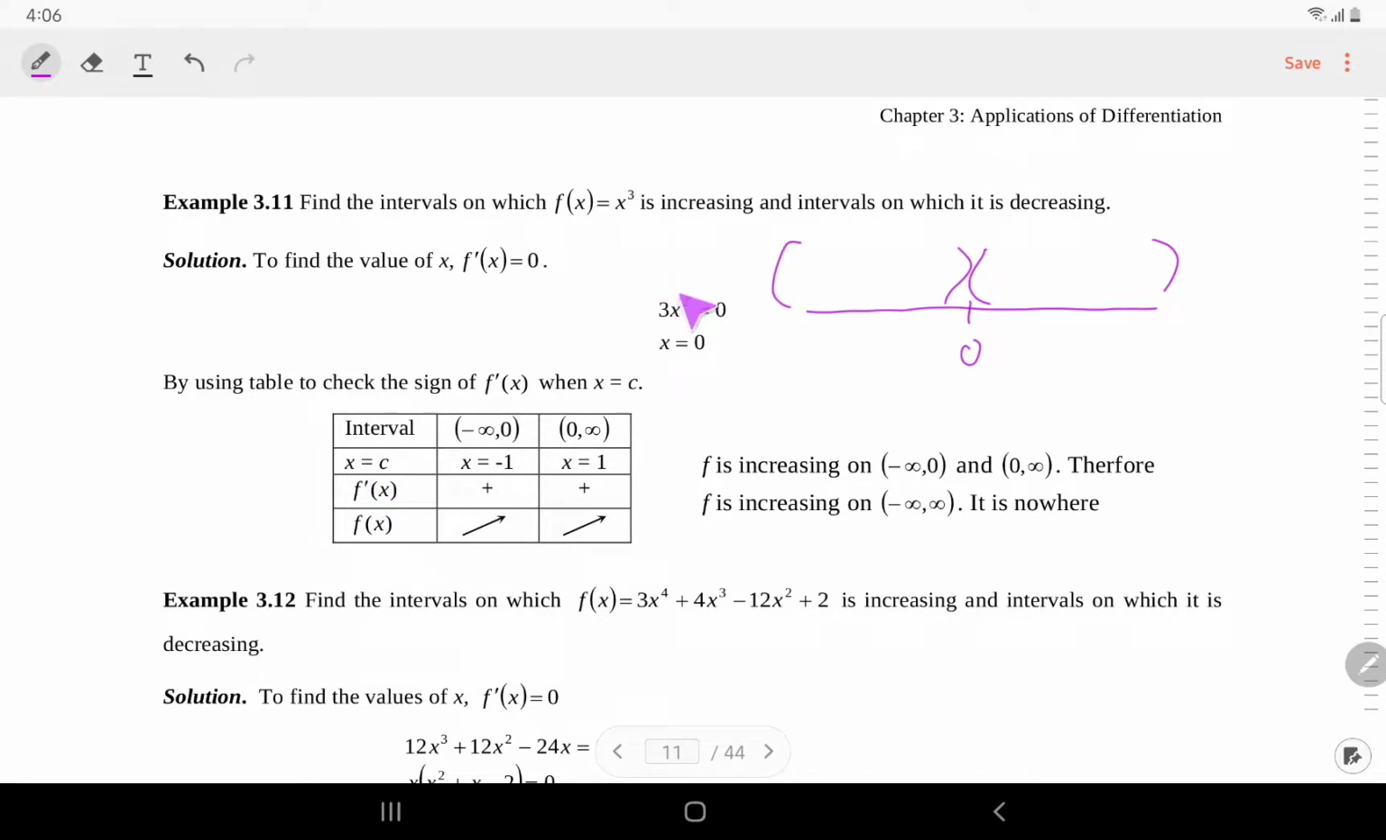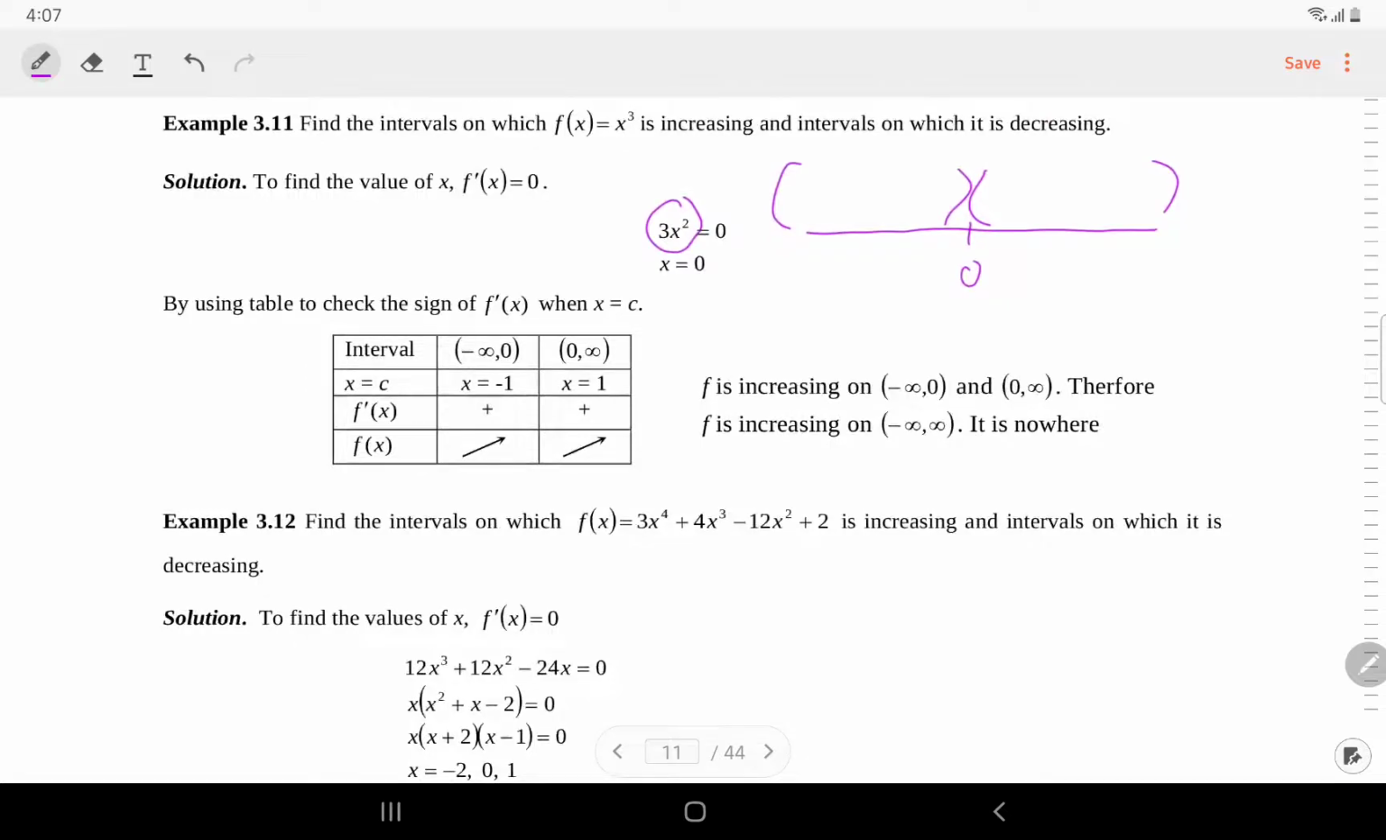And then masukkan dekat dalam f prime x. Okay, f prime x kita tadi apa yang ni? Okay, masukkan negatif 1 dalam ni, dapat negatif 1 kuasa 2. Jadi, positif 1 darab 3 akan dapat jawapan positif. Okay, 1 pun masukkan dalam ni akan dapat jawapan positif. So, both intervals are positive. So, meaning that both intervals are increasing. Okay, so f is increasing on negative infinity to 0 and 0 to infinity. Okay, so maksudnya function ni dia akan increasing saja, tak ada decreasing.